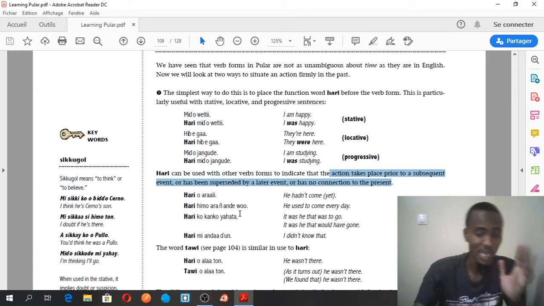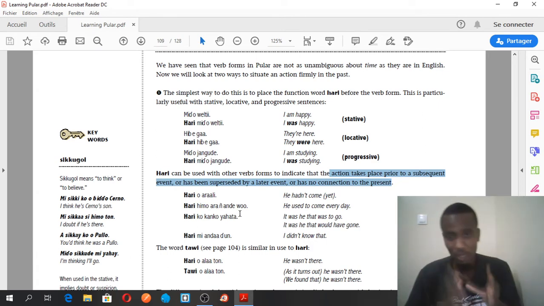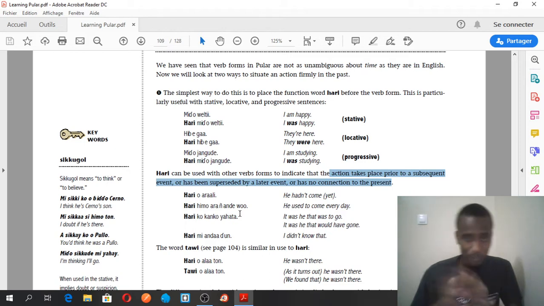Kono joni wa ki arde. Hari himo ara nyande wo. He used to come every day. Kono joni wa ki arde. Now he stopped coming. Okay? Hari himo ara nyande wo. Kono joni wa ki arde.